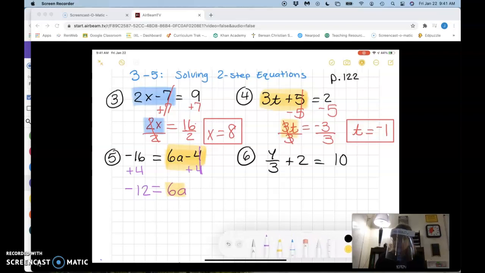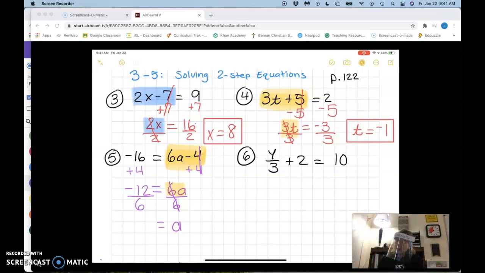So now again, look at what's happening to the variable. What's happening? You have to wait. What is happening to the 6 in the A? What operation? Multiplication. So we're going to do the opposite, which is divide. Go through each step. Don't try to skip steps. And what is -12 divided by 6? -2. Yes.